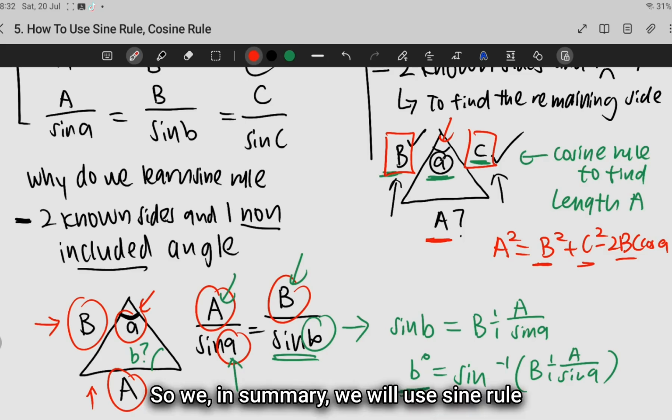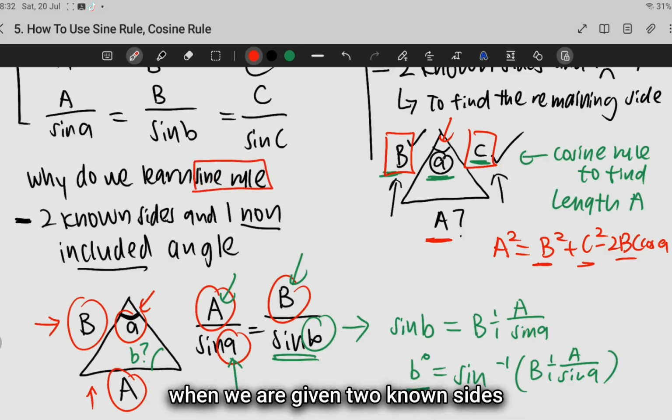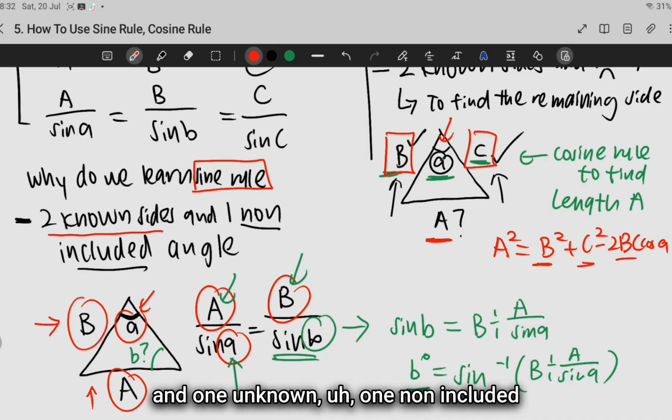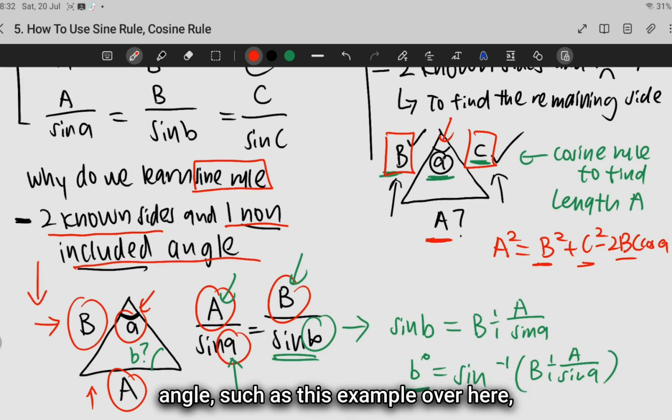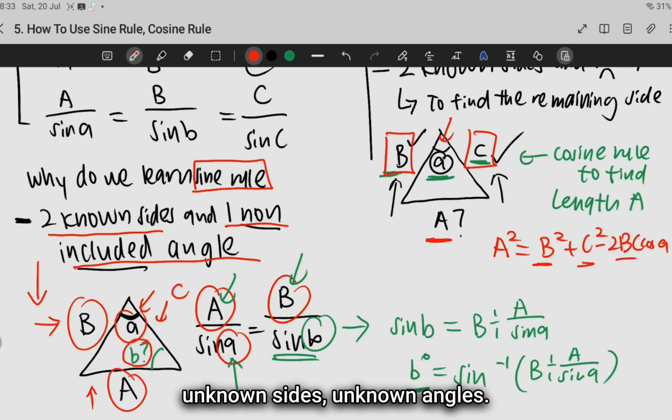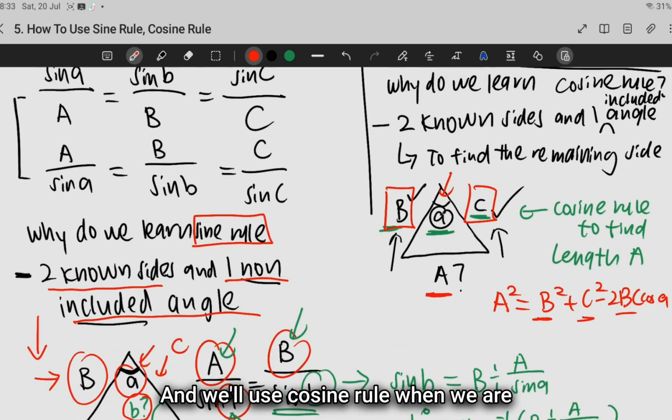So in summary, we will use sine rule when we are given two known sides and one non-included angle, such as this example over here, to either find the unknown angle or the unknown side, which is C over here. We can use sine rule to find unknown sides, unknown angles. And we'll use cosine rule when we are given two known sides and one included angle to either find this unknown side or unknown angles over here.